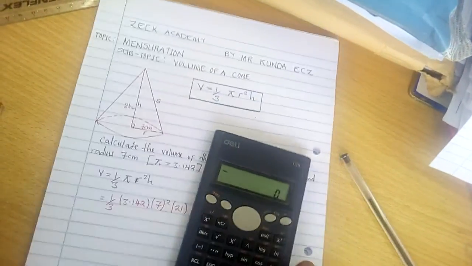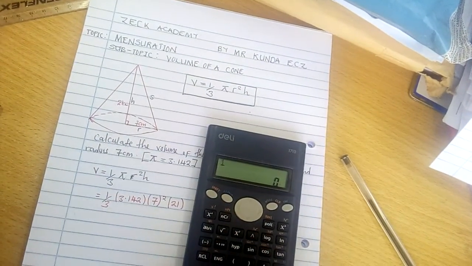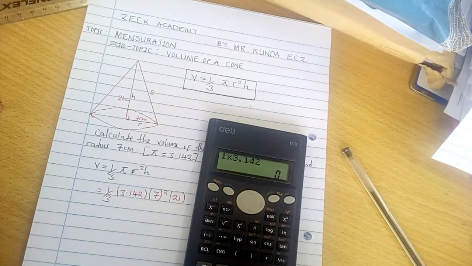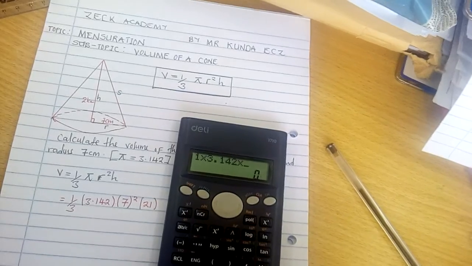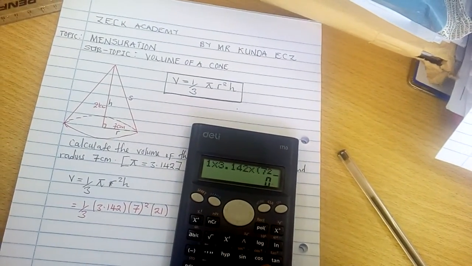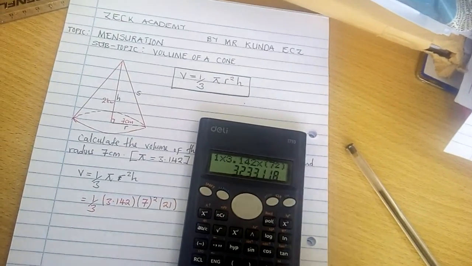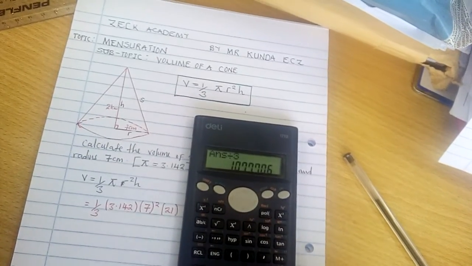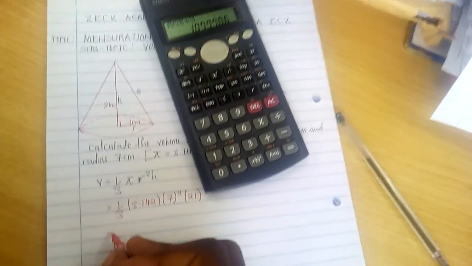So you say 3.142, or you can say 1 multiplied by 3.142 multiplied by, open bracket, 7 squared, close, then multiply by 21, which is going to give us that. Then you can divide it by 3. So it is giving us the volume.